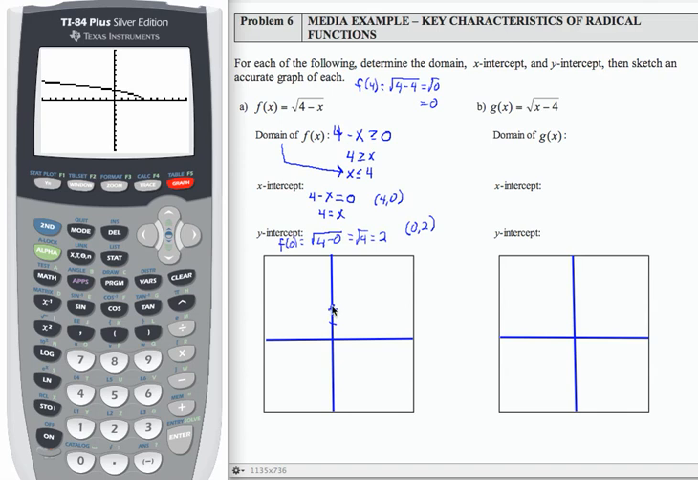So let's see how all that looks. 1, 2, 3, 4. Let's label these 0, 2 and 4 comma 0. And because this is a radical function, we kind of know the shape, and we also have verification on our calculator. So I'm going to draw my function here and label it as f of x.